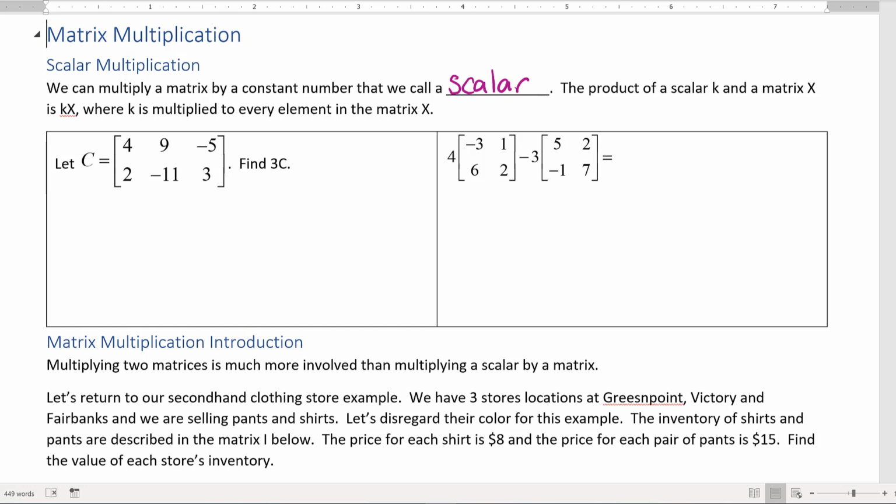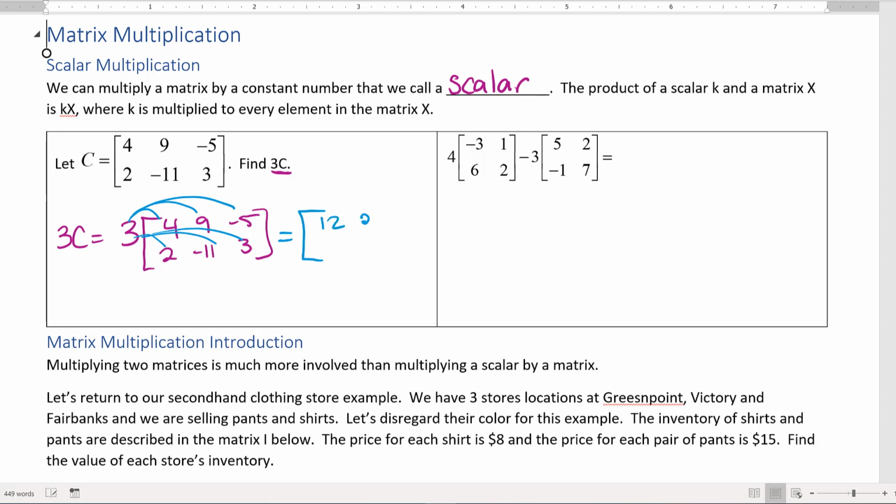We have C equals this 2 by 3 matrix, and we're trying to find 3C. So we're going to take 3 times the matrix, and that's going to just take the 3 and multiply it to every single element inside the matrix. So 3 times 4 is 12, 3 times 9 is 27, 3 times negative 5 is negative 15, 3 times 2 is 6, 3 times negative 11 is negative 33, and 3 times 3 is 9. And that's how you do scalar multiplication.